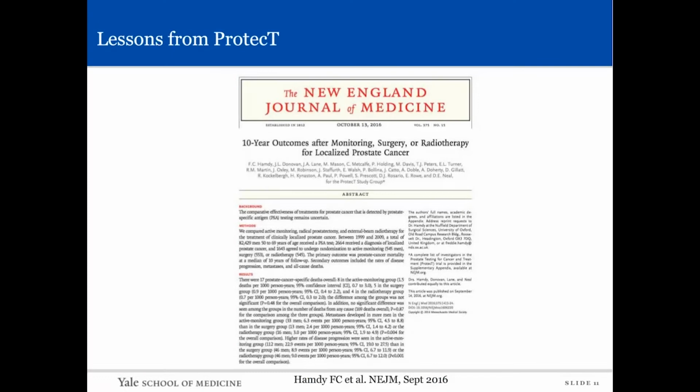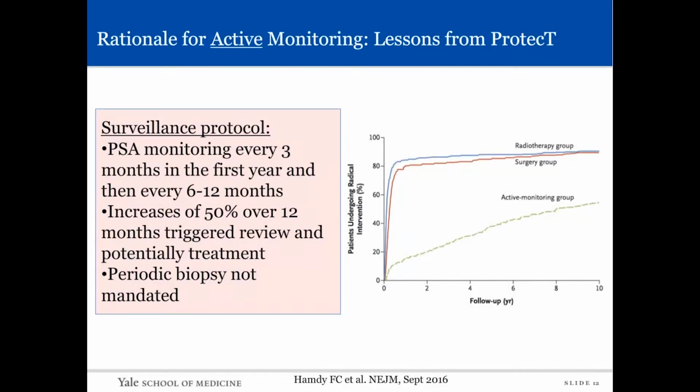We're also learning lessons in the context of the maturation of large randomized trials. Notably, this is the PROTECT study, which is really a remarkable study that was published in the New England Journal of Medicine earlier this year, looking at a randomized study from centers in Europe which followed patients for 10 years. And so 1,545 patients were randomized to receive active monitoring, radical prostatectomy or radiation. The surveillance protocol, I think, is notable to mention how patients were followed.